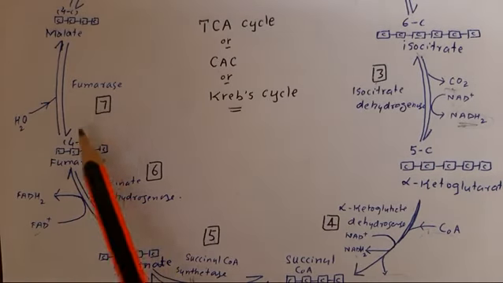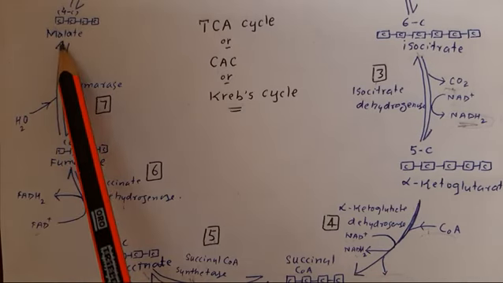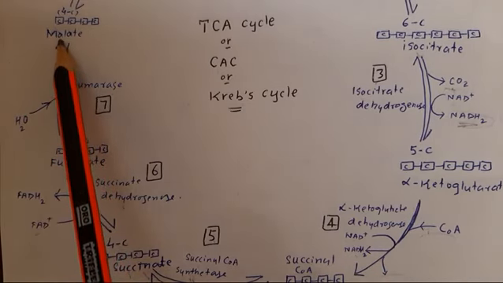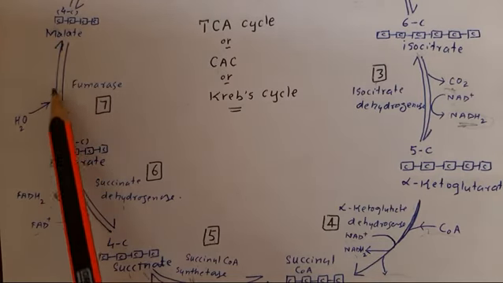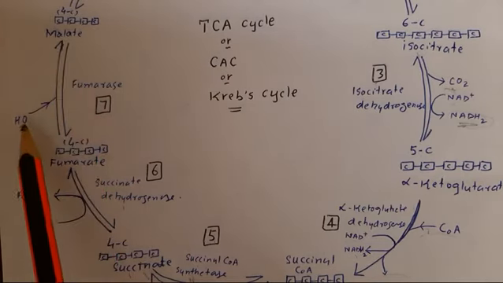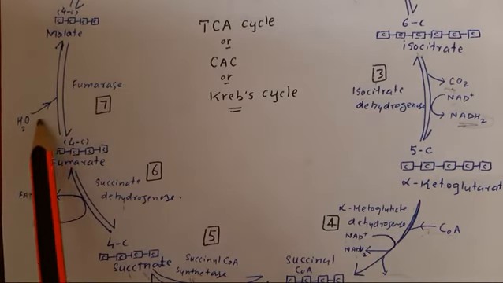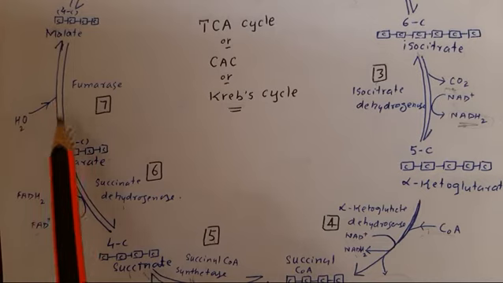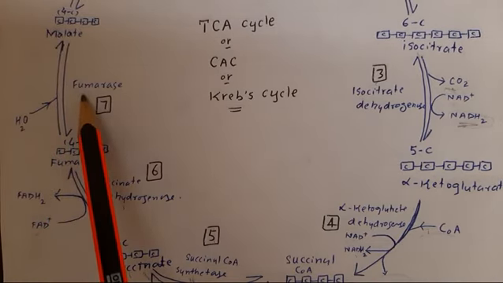Now the seventh step. In the seventh step, the fumarate is converted into another 4-carbon molecule, malate. How? The fumarate is hydrated, that is, a water molecule is added, so it is converted into malate in the presence of an enzyme, fumarase.